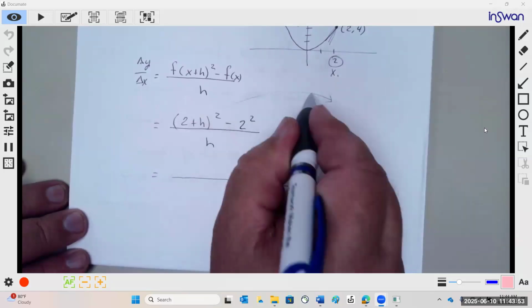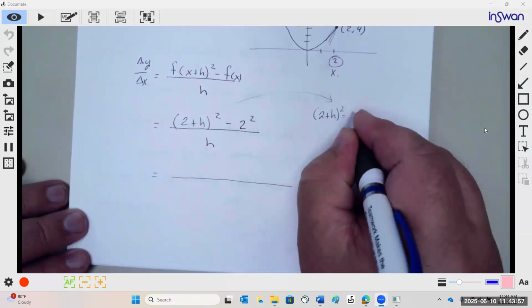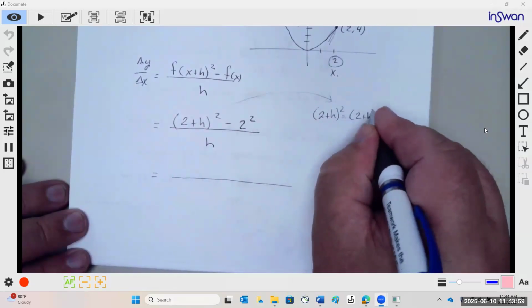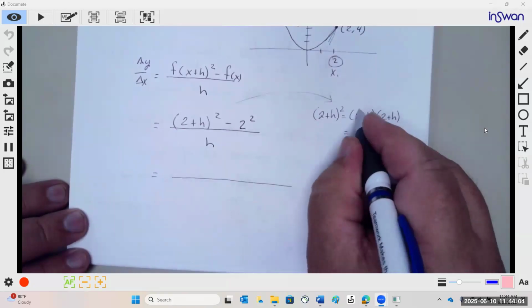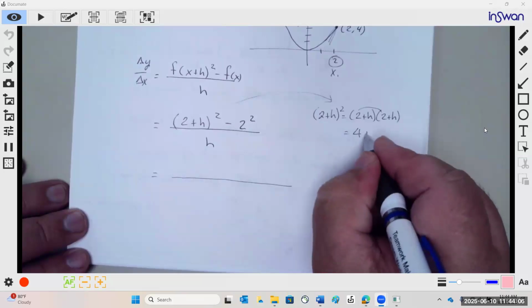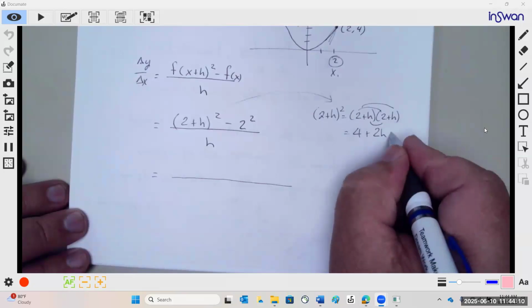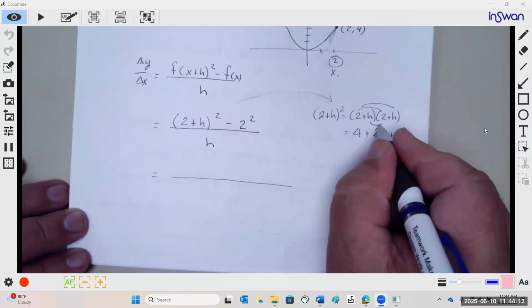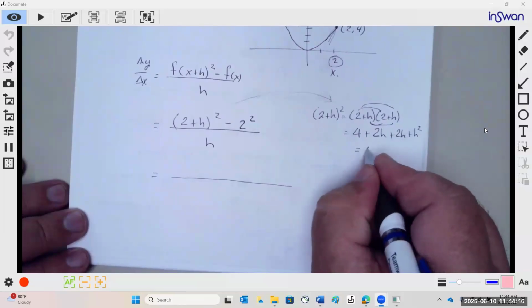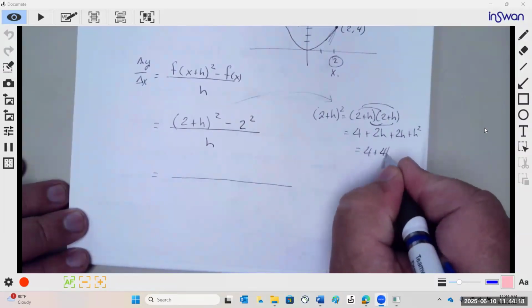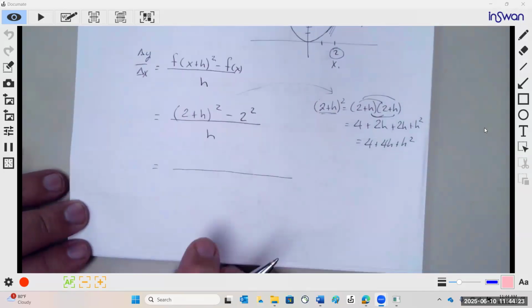Let's do the FOIL first. So we have 2 plus h squared, which is 2 plus h times 2 plus h. 2 times 2 is 4. 2 times h is 2h. 2 times h is 2h. And then h times h is h squared. So it's 4 plus 4h plus h squared. That's this first part.